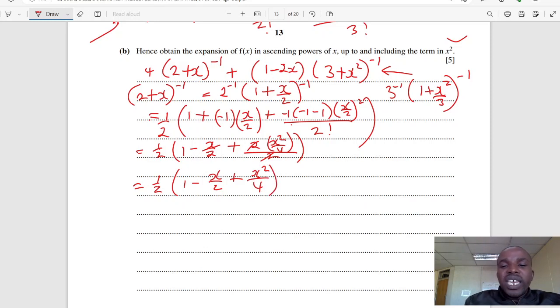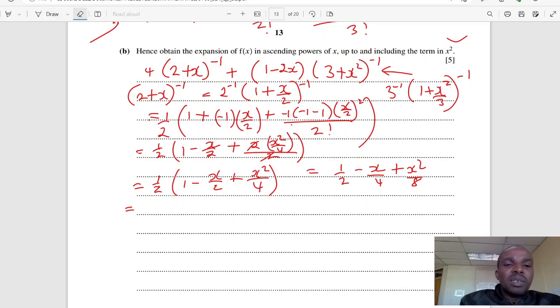Then if you remove the bracket, what will you get here? You will get half minus x over 4, then plus x squared over 8, like this. So that's the expansion. Then on this part, let me take the other item, this one.